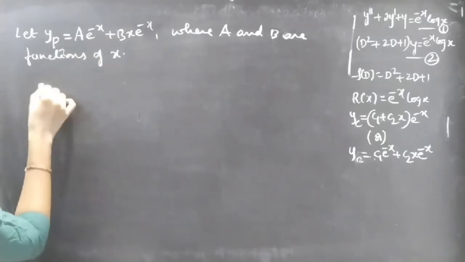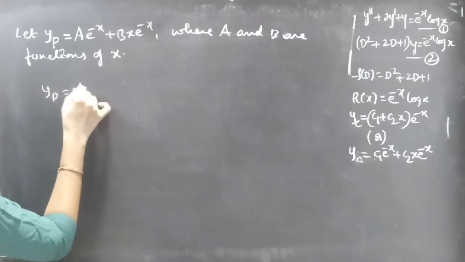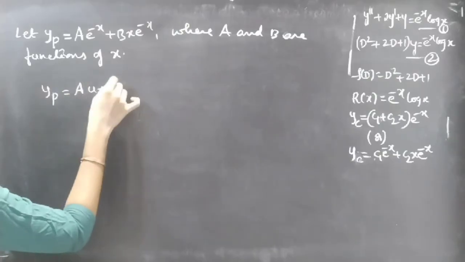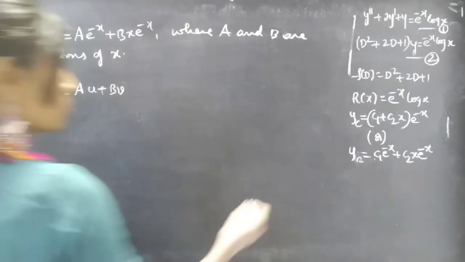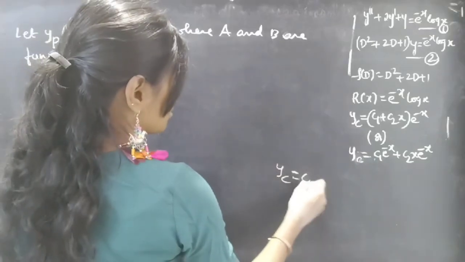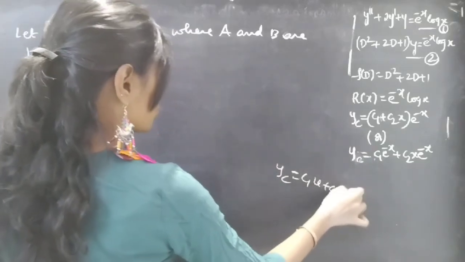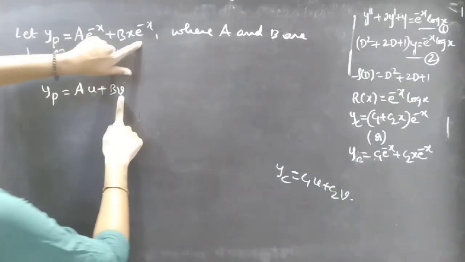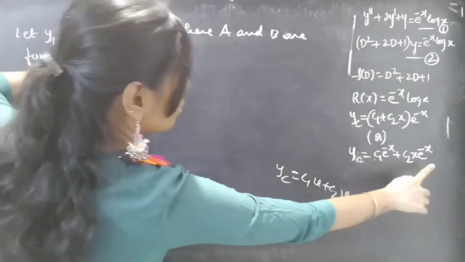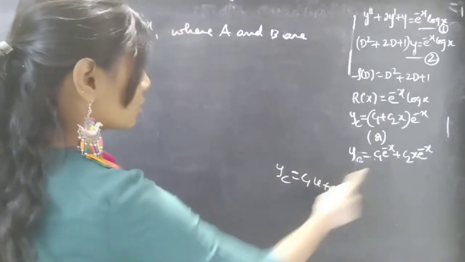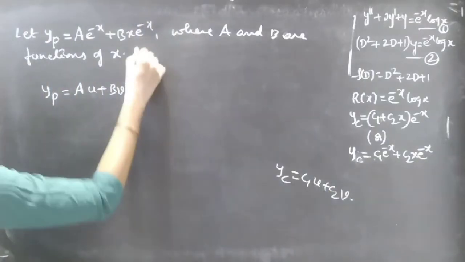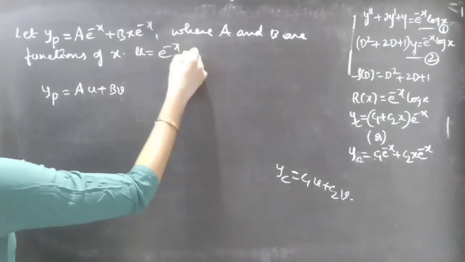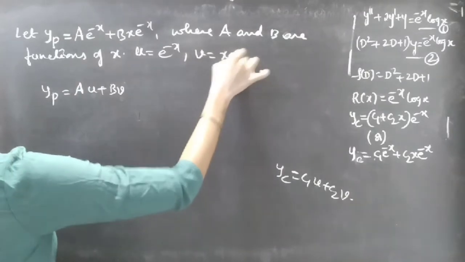Now we can compare yp with au plus bv, or yc with c1u plus c2v, so that we will get u and v, where u is e power minus x and v is x e power minus x. See, v is x e power minus x and u is e power minus x.